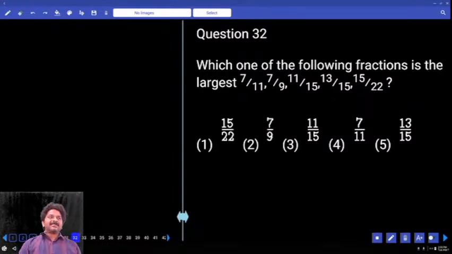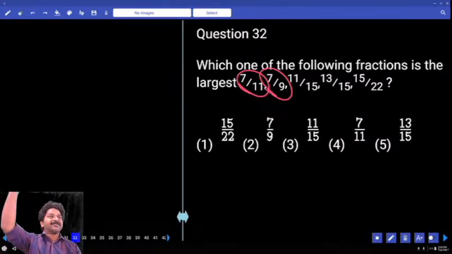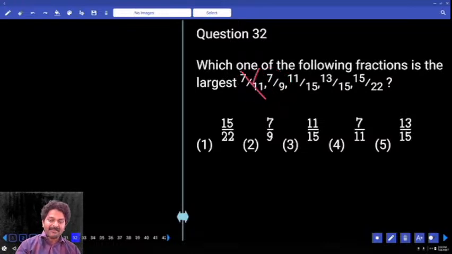So let us try to eliminate 4 fractions out of those 5. We want the largest, right? First I will observe all the fractions and then only the numerators. Is there any numerator which is the same for 2 fractions? Yes, 7 by 11 and 7 by 9. If the numerator is the same, to get the highest fraction, the denominator must be the least. So 7 by 11 is eliminated.